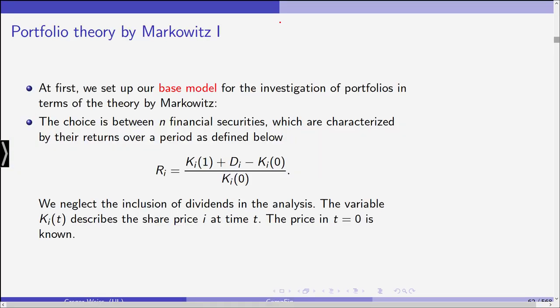Okay, so we'll start by first setting up our base model for the investigation of portfolios in terms of Markowitz's portfolio theory. So we have N financial securities, could be stock 1, stock 2, stock 3, up to N. Could also be bonds, could be any other type of financial security. These securities are characterized by their returns over a period of time as defined below, so the return R_i is equal to the quote, the price of the stock for example at point one, plus the dividend, minus the initial price K_i0, divided by K_i0. In other words, this is simply the discrete return. You take the difference in the prices divided by the initial price, and you get the discrete return. So we are not yet working with continuous returns here, but simply the discrete one.